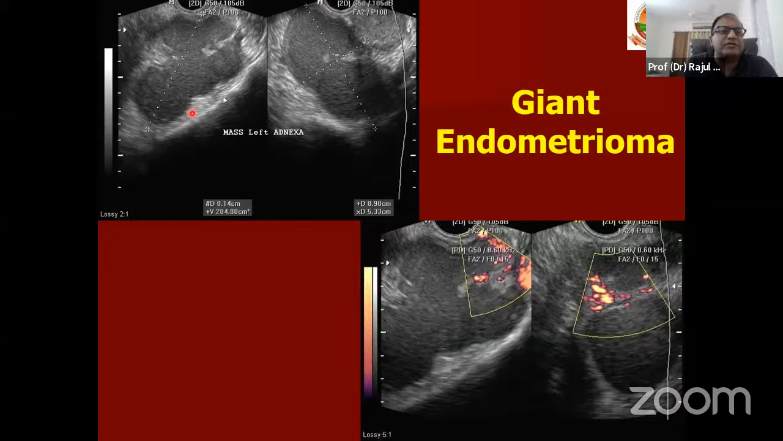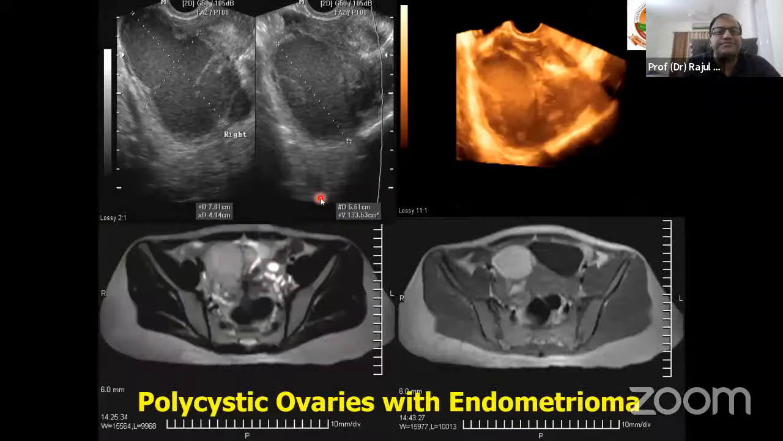So this was a difficult case. We kept a differential diagnosis of mucinous adenoma as well, but ultimately when the patient underwent aspiration and removal, it turned out to be an endometrioma. So such cases are really difficult to differentiate on ultrasound. Even MRI at times may not be able to tell us with 100% confidence. So aspiration under guidance is the best answer to the problem.